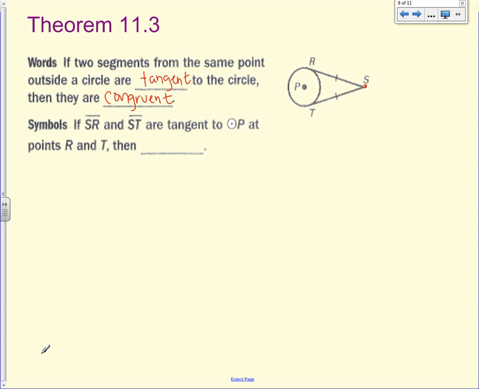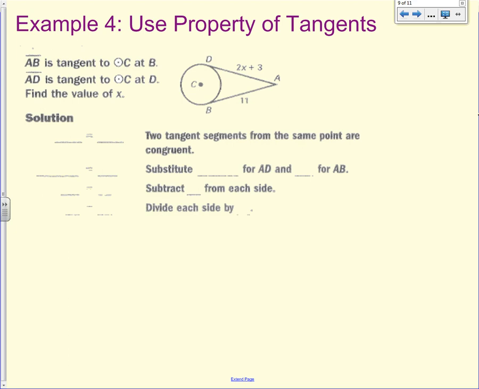And so what does that mean in symbols? What that means, if SR and ST are two tangents, then we know SR is congruent to ST. We know they have the same angle measure. So now let's take a look at how that helps us solve example 4. We know AB is tangent to circle C, and AD is tangent to circle C. So that means those two are going to be congruent. We know that AD is going to equal AB.